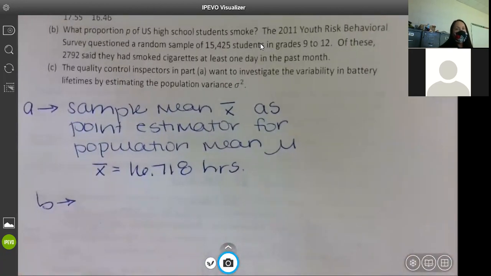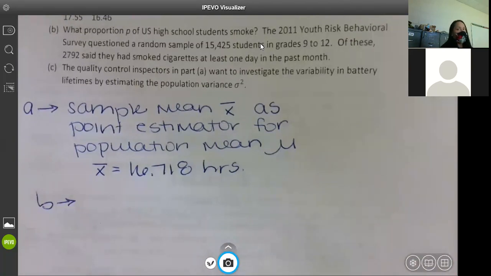So B says, what proportion p of U.S. high school students smoke? The 2011 Youth Risk Behavior Survey questioned a random sample of 15,425 students in grades 9 to 12. Of these, 2,792 said they had smoked cigarettes at least one day in the past month.